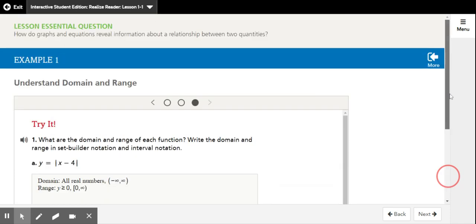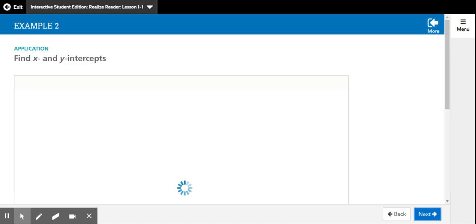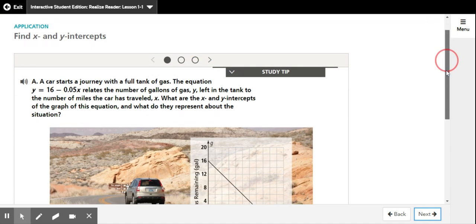All right, so let's move on. We did all 3 parts of example 1, so now we're going to hit next. And let's talk about example 2. So same deal. There's 3 parts to this. I'll talk you through it, and then when we get to the you try it part, I'm going to have you pause the video, try it yourself, and then you can listen to my explanation.